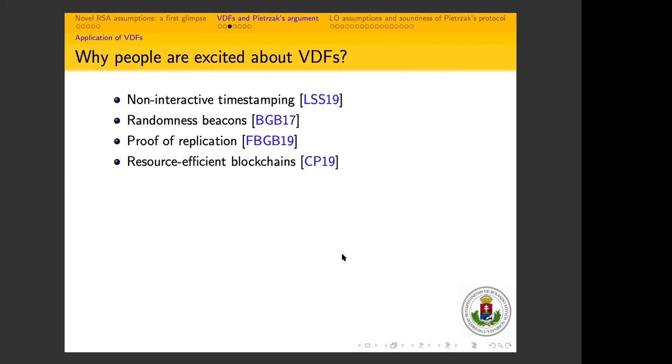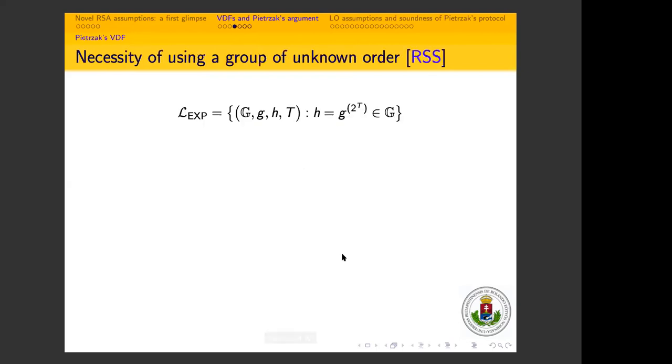So the main question is the soundness of these protocols. And okay, why do we need groups of unknown order? This is the first question. So let's say we have a group G, and we raise g to the 2 to the T. T is the time parameter. T is usually like 2 to the 30, 2 to the 50. And the output of the function is h.